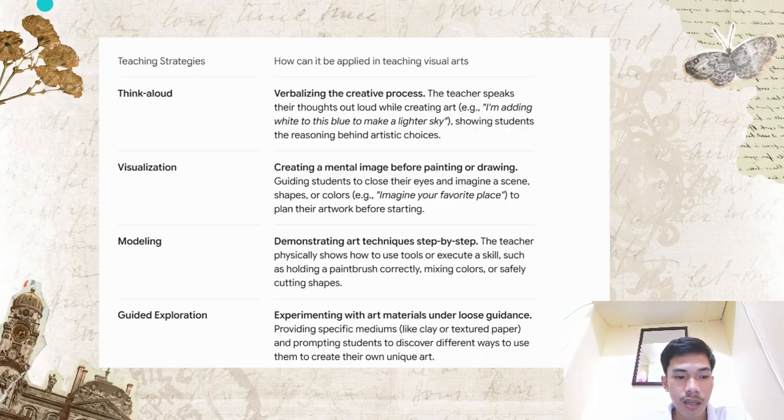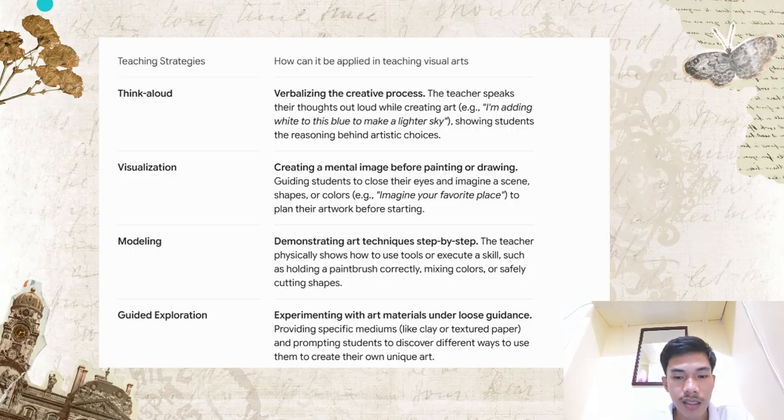Third is modeling. Modeling means demonstrating or showing students exactly how to perform a skill. What happens is the teacher performs while the learner observes. For example, you guide the students on how to properly cut paper using scissors, how to mix two colors to make a new color, and how to properly hold a paintbrush.